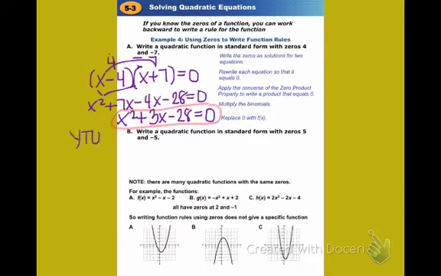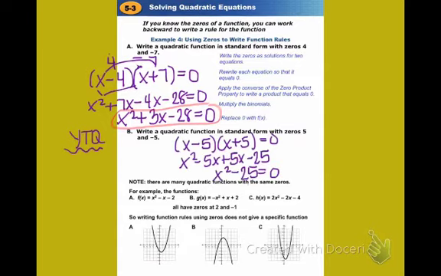So we're going to make B the you try question. So pause the video now and write the simplest quadratic function in standard form with the zeros of 5 and -5. Pause the video now. Okay, so if you're tuning back in, I hope that you got x squared minus 25 equals 0.